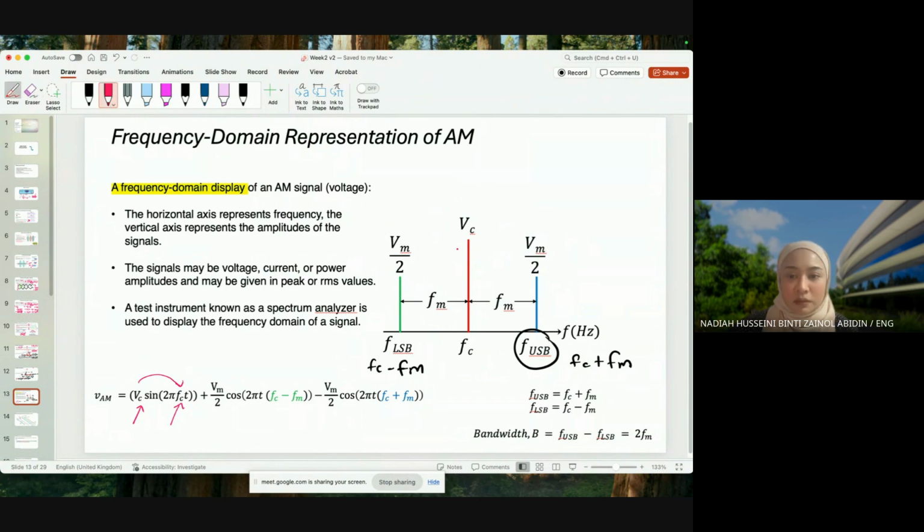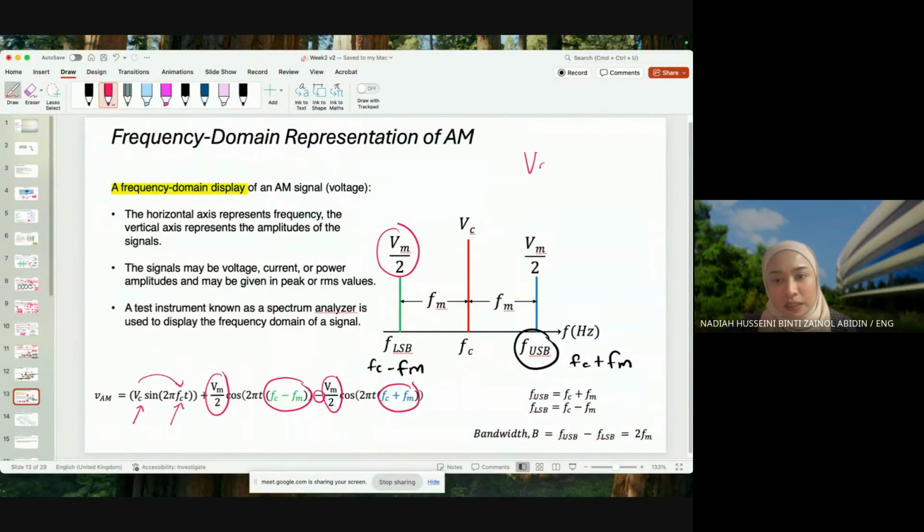All right. And then we have Vm over 2. Okay, Vm over 2. And then this is the frequency. Fc minus Fm is going to get you something in the negative side or something in the left side. And then we have Vm. Let's ignore the minus first. Vm over 2, and then this is the frequency. So this is Fc plus Fm. It's going to be on the right side of the carrier frequency.